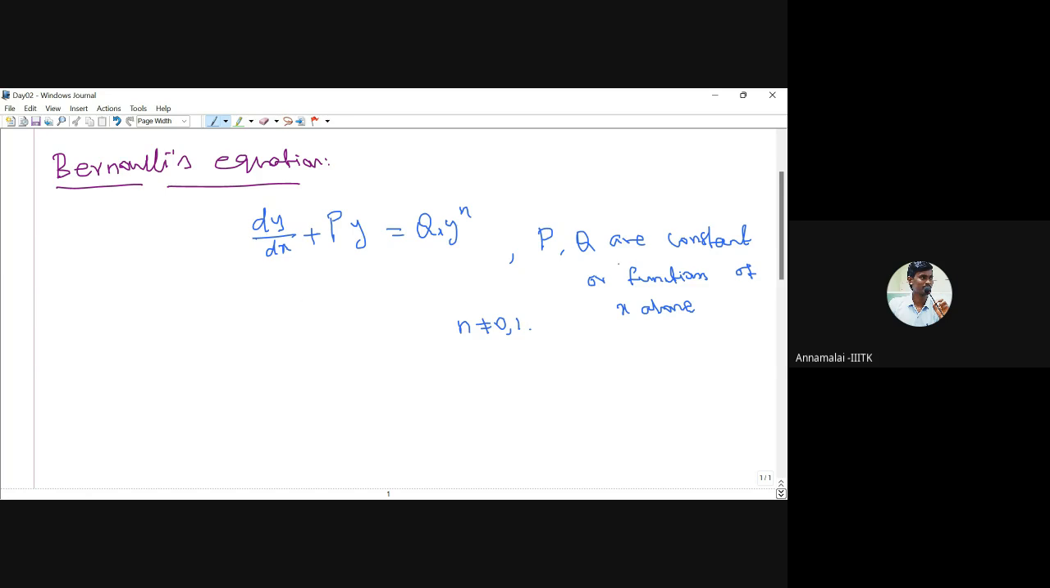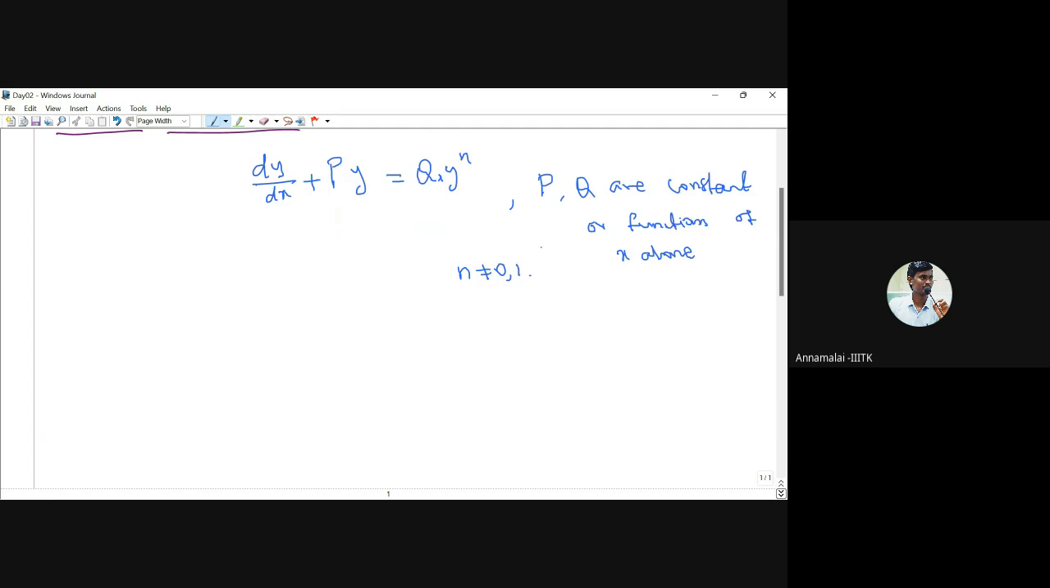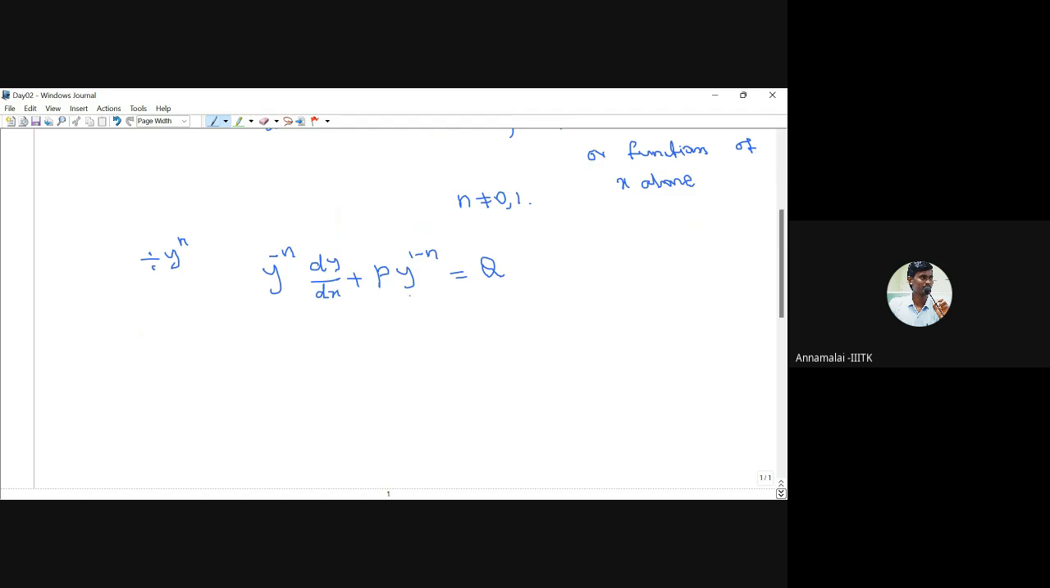Now what is the solution? How to find the solution of this one? First you have to divide this equation by y power n. Therefore this equation reduces to y power minus n dy by dx plus p into y power 1 minus n equal to q. Okay. Now we call this y power 1 minus n some v. So let us put v equal to y power 1 minus n.